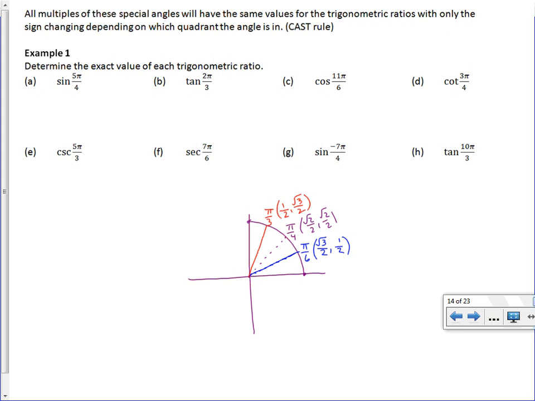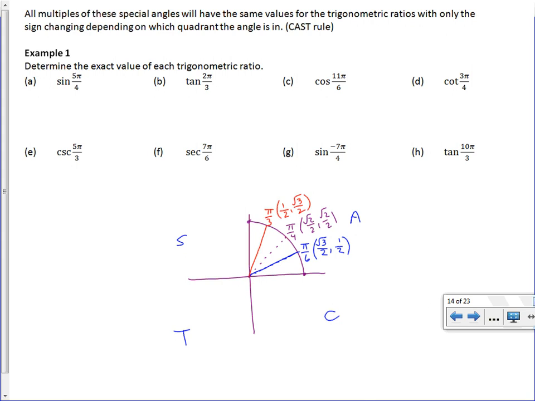So the idea here is, if I know this, and I know this rule, I can find these without any work, without touching my calculator. It's just using the tool that I have at my disposal. So sine of 5 pi over 4. Here's your thought process. I need to figure out what quadrant 5 pi over 4 is in.